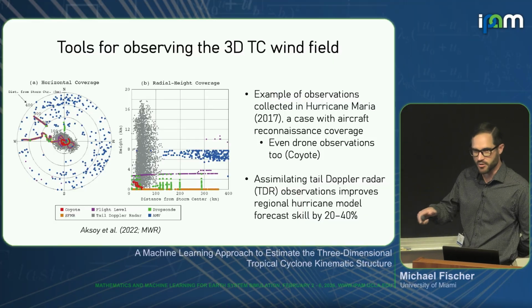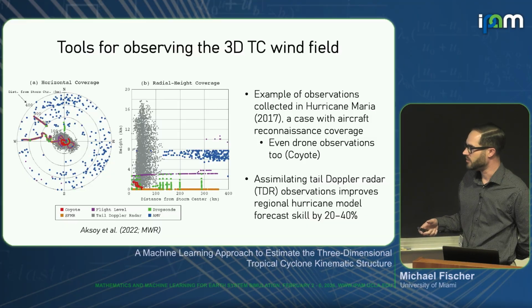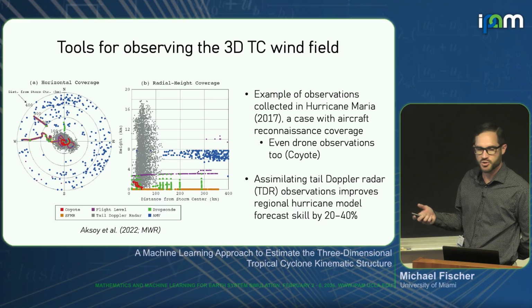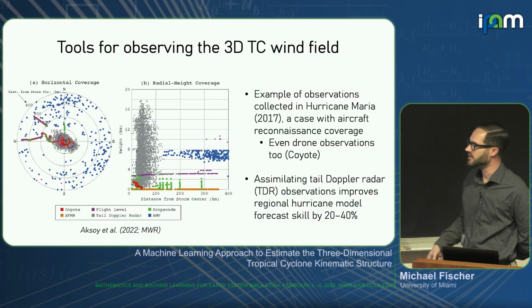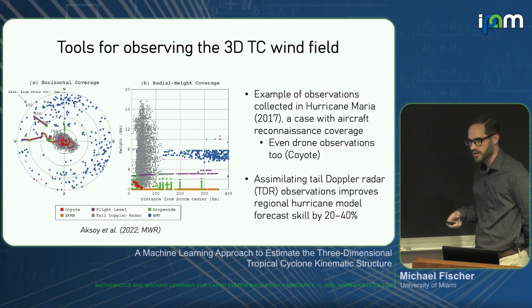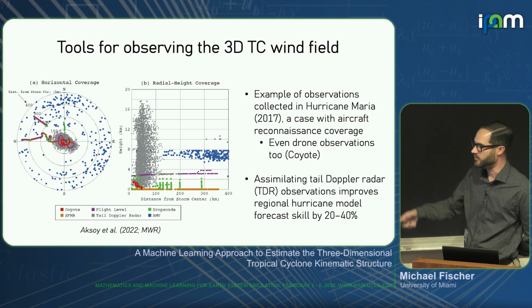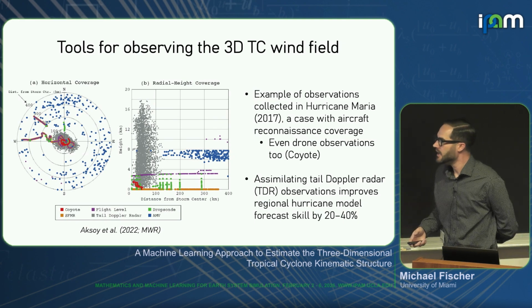This is a case of Hurricane Maria, where you're looking at observational coverage from various platforms. On the left is a horizontal plan view with respect to the storm center of Hurricane Maria, and the right is a radial height cross-section. You have atmospheric motion vectors, satellite derived, in the blue dots. You can see the flight level observations in the purple dots. They release dropsondes, shown in the green dots. In this case, we even had an uncrewed aerial system, or a drone, out there, denoted by the red dots. We called it Coyote at that time.